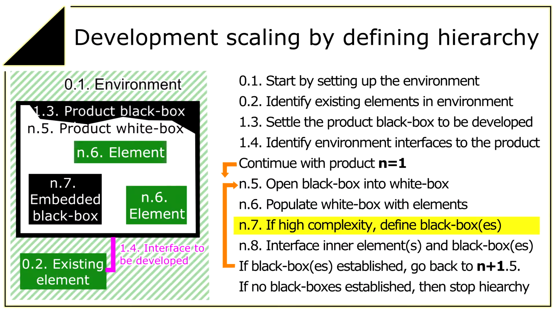If the white box is complex or has too many parts to be manageable, then start a new black box nesting level. Now, identify interfaces to all new boxes. If embedded black boxes have been identified, go back to step 5 of nesting level n+1. If no more black boxes are defined, the innermost nesting level is reached.